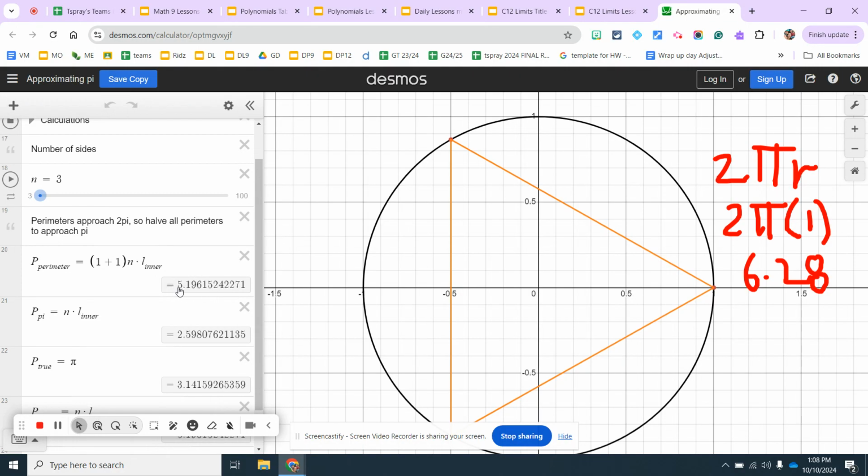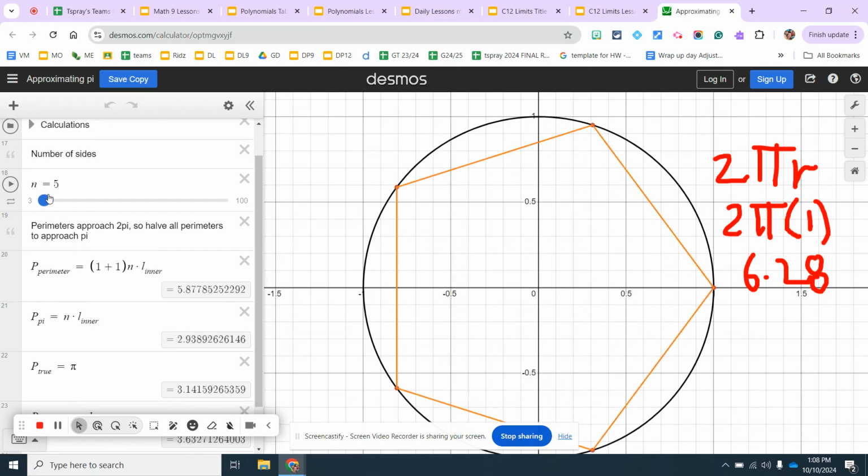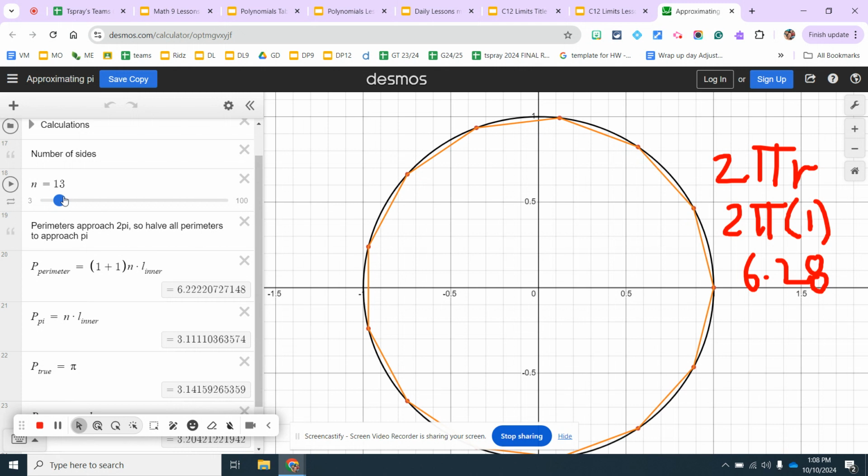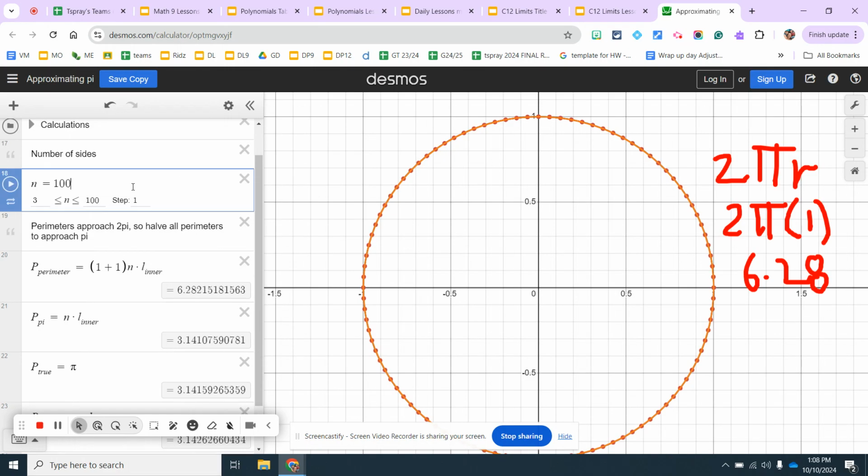Right here, this number here, 5.19, is the perimeter of this triangle. Obviously, those are not the same, but if I increase the number of sides of the triangle, I notice that this value here is getting closer and closer to the actual area. In fact, if I made this a 100-sided polygon, we can see that we're getting really close to the area of a circle. In fact, if I made it 1,000 sides, we'd say this is the area of the circle.